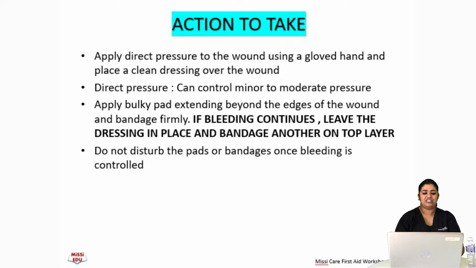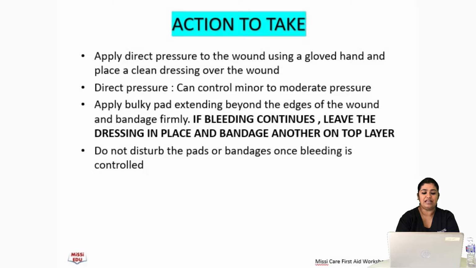Okay, here are the actions to take for bleeding. What do we do when we see a bleeding? Apply direct pressure to the wound using a gloved hand and place a clean dressing over the wound. Direct pressure can control minor to moderate bleeding. Apply a bulky dressing extending beyond the edges of the wound and bandage firmly.